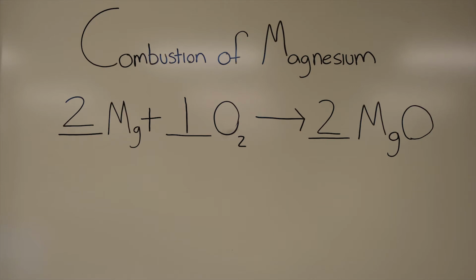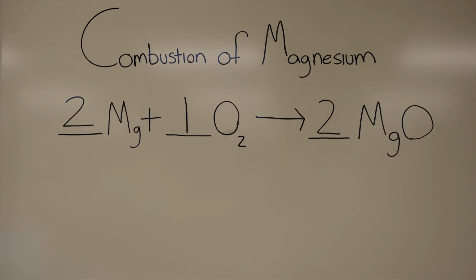So looking at the complete reaction, we have 2 moles of Mg plus 1 mole of O2, which is going to give us 2 moles of MgO. The compound on the right, MgO, is magnesium oxide, and that's going to be the product made as a result of this reaction.